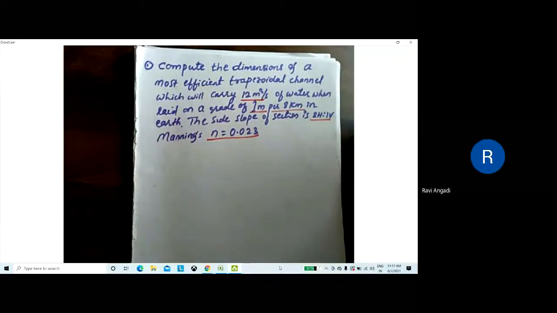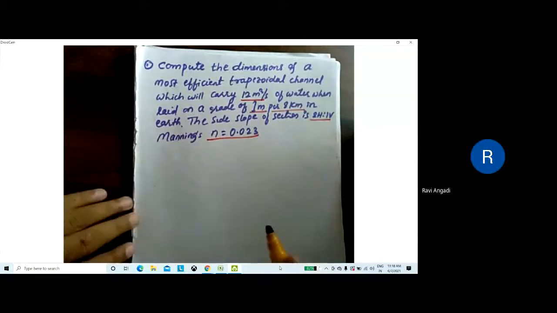So here you need to use the conditions for most economical trapezoidal section. Then with those conditions you have to get the dimensions. Is it over? No, sir. Wait. Right.